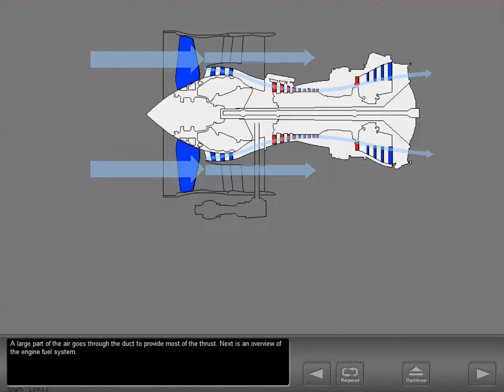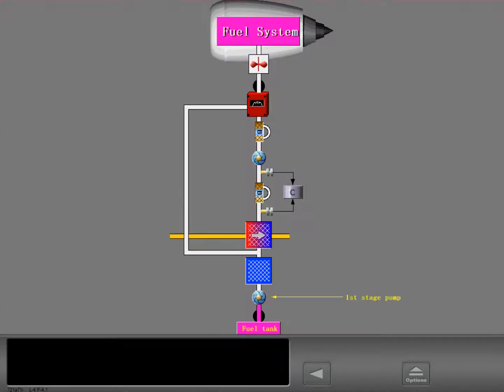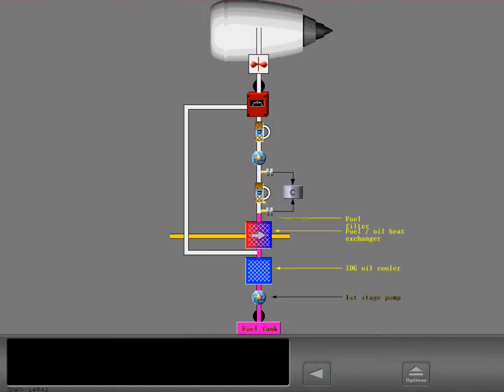Next is an overview of the engine fuel system. The fuel system supplies fuel from the fuel tanks. The fuel goes through the first stage engine fuel pump. The fuel is heated by the IDG oil cooler and the fuel oil heat exchanger. The fuel then goes through a filter that removes solid contaminants.